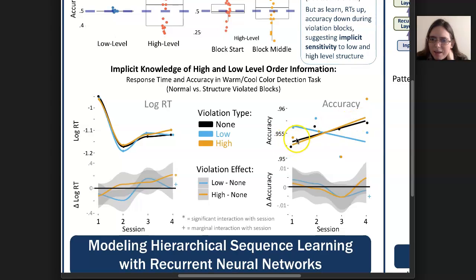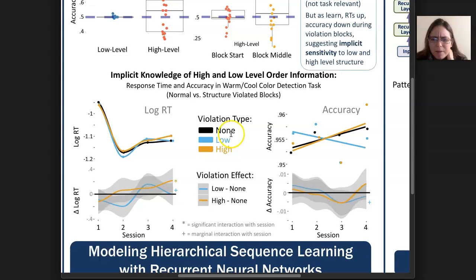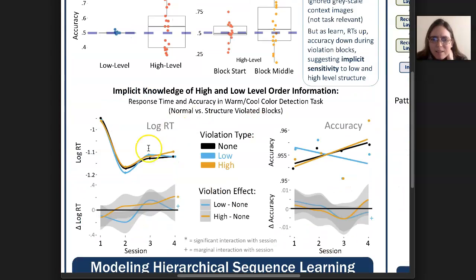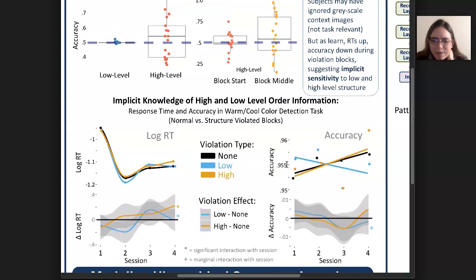But if you look at the low-level violation blocks, you start to get an effect where your accuracy decreases if the low-level order was messed up. So if the triplet was not what you expected. There wasn't an effect of high-level order here. But there's a marginal effect of low-level order, where you have more errors over time for those blocks compared to the blocks without a violation. There's at least some implicit sensitivity to both the high and low level order information.